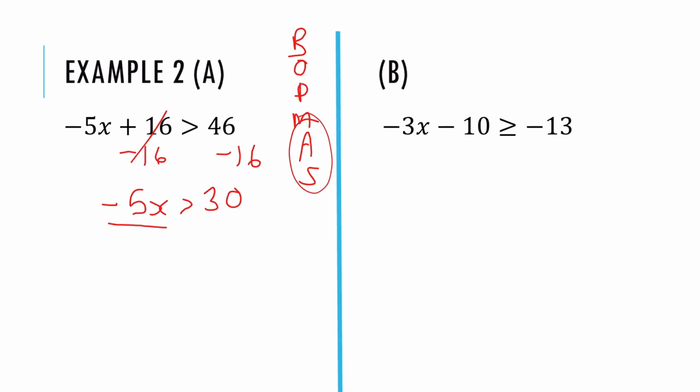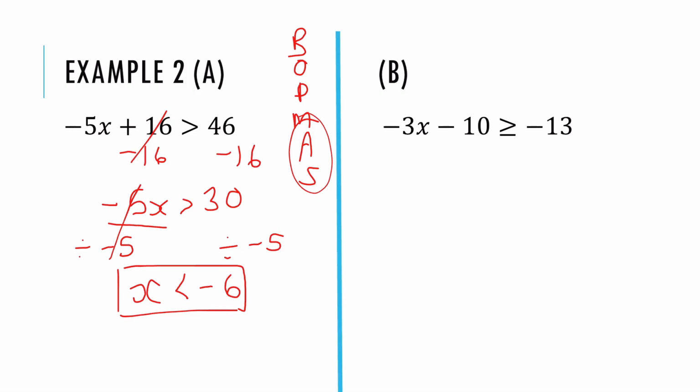It is a negative number multiplying the x, so we need to divide each side by negative 5. Because it is an inequality, the sign flips direction when we are dividing by a negative. That leaves me with x is less than 30 divided by negative 5, which is negative 6.